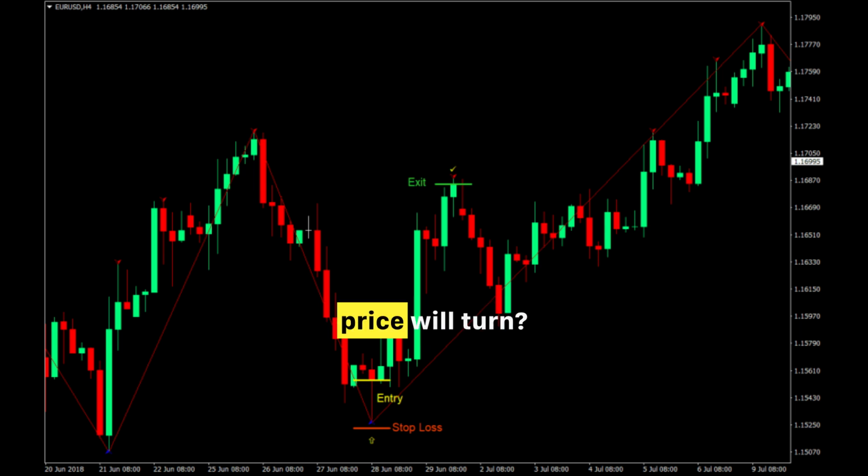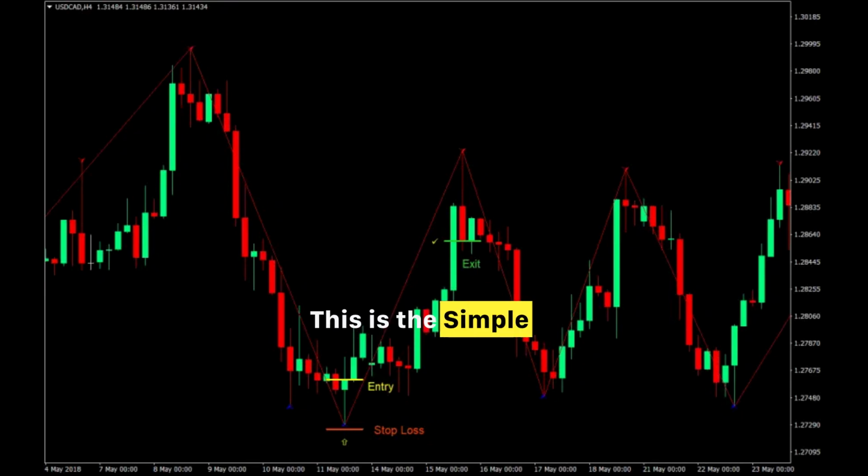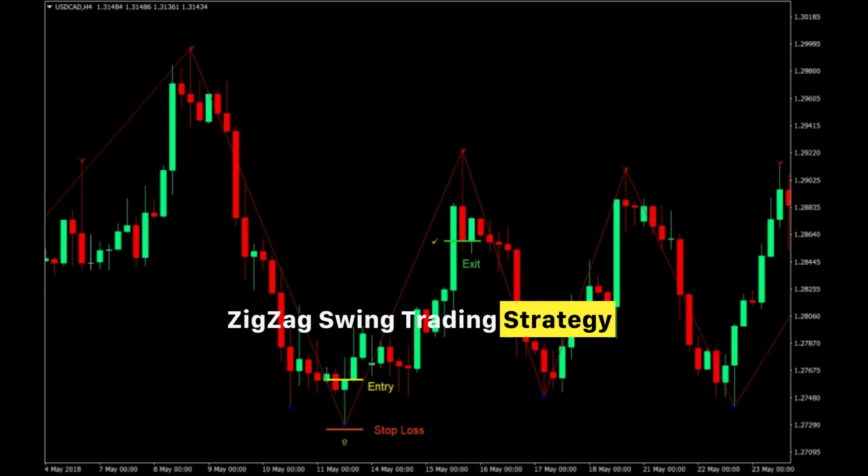Frustrated with guessing where price will turn? What if you could catch clean swings using simple lines and clear rules? This is the simple ZigZag swing trading strategy.